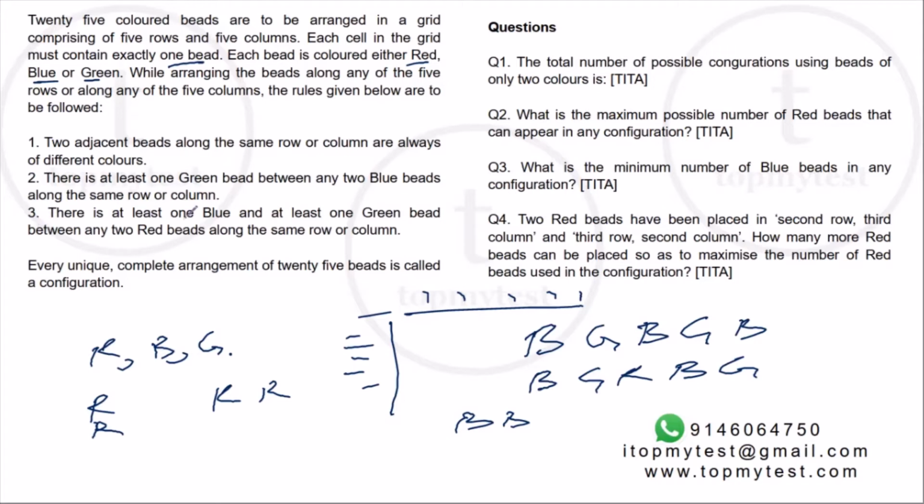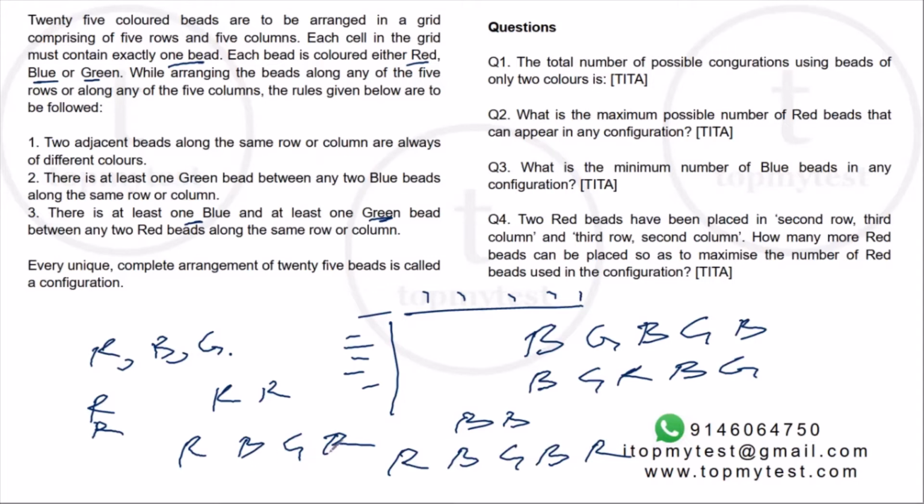There is at least one blue and at least one green bead between any 2 red beads. Now with reds, between 2 reds, there is a slightly different rule. There has to be at least one blue and at least one green between 2 reds. It can be red, green, blue, red, or red, blue, green, red. Or it can also be red, blue, green, blue, red. It can also be possible like this. But there has to be at least one blue and one green.